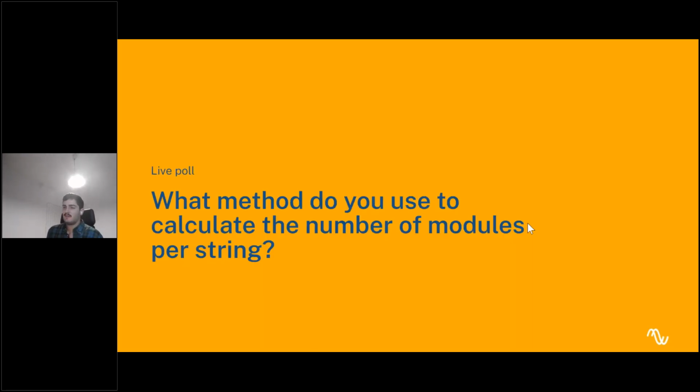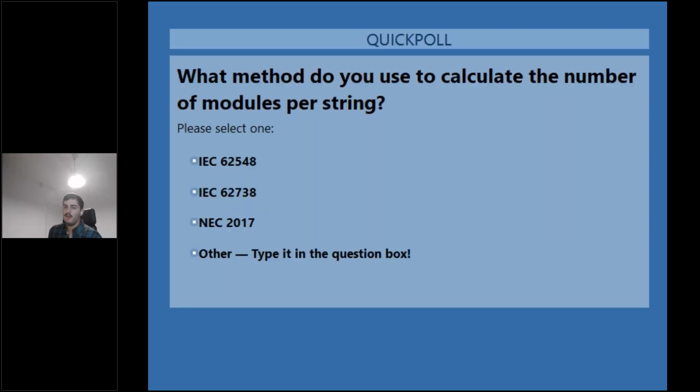So with that being said, I would like to open this poll and ask you, what method do you normally use to calculate the number of modules per string? Here we have seen these three main standards, the IEC and NEC standards, but we also know that there are many other methods that can be used to calculate this value, considering more metadata and the specific case that we are expecting from the metadata. And well, we have opened this live poll.